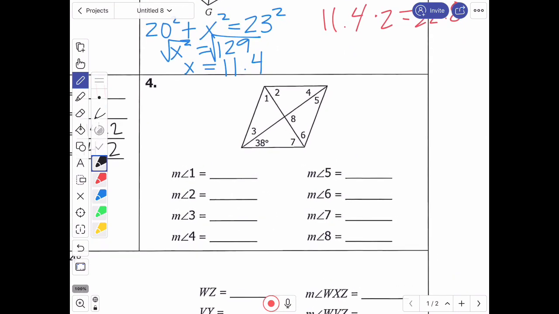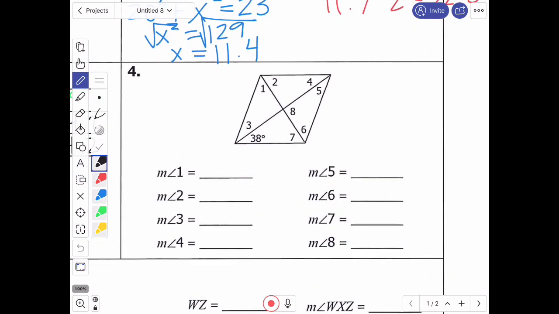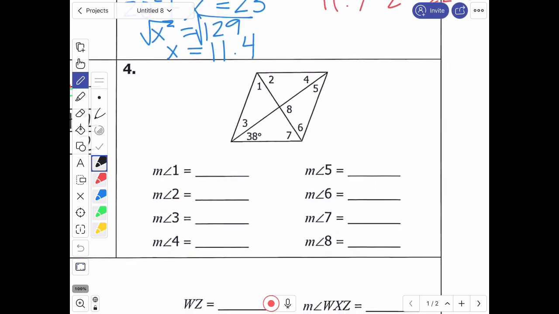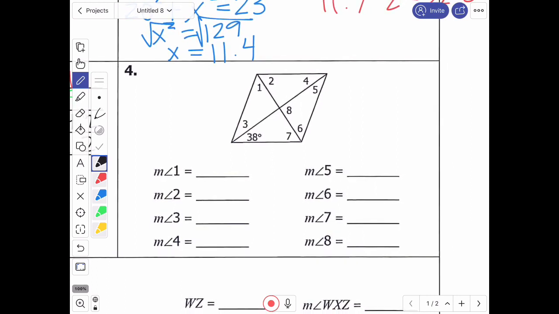Number 4 gets into the angle measures instead of the side lengths. With this one, I can already tell we're going to use a lot of the fact that the diagonals are bisecting each other. We're going to use some alternate interior angle stuff, and we're going to use the fact that the sum of the angles within a triangle add up to 180 degrees. So those are the 3 big things that I see that we're going to be using.